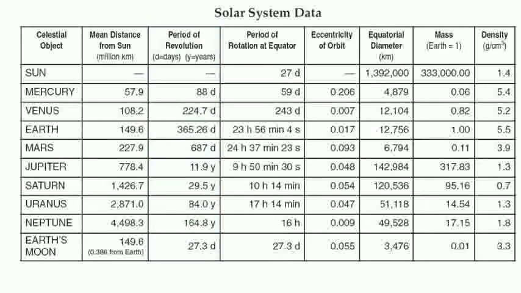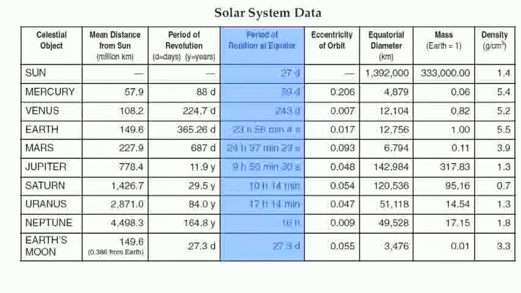The next section over is how long it takes a planet to rotate on its axis, or basically how long it takes for a day to occur on that specific planet. And if you notice, the one oddball in this case is going to be Venus. Venus's day is actually longer than its year.